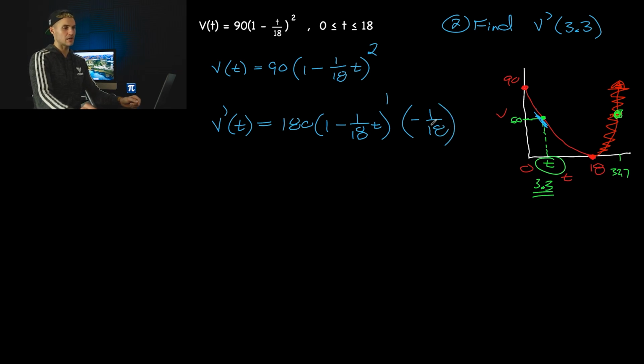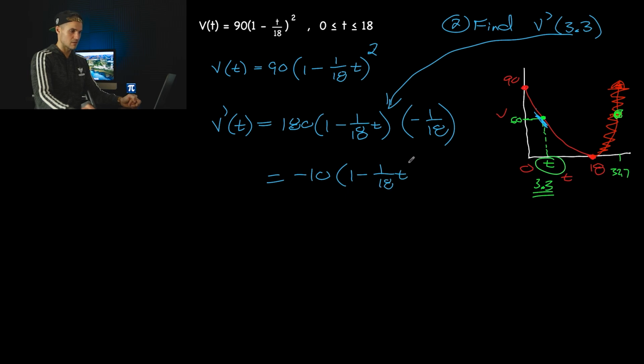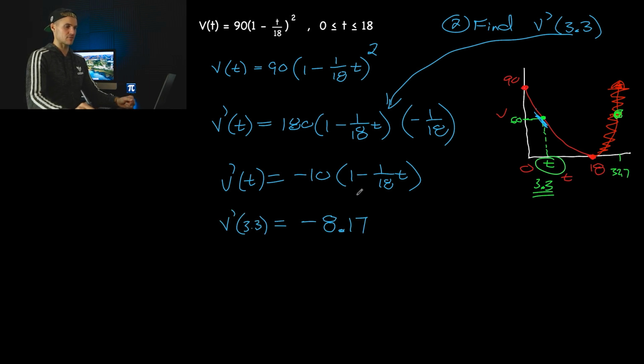And then 180, I mean, you could simplify this. You could also just plug in that 3.3 right away here. 180 over negative 18 simplifies nicely to just negative 10, so why not just simplify it right here? So that ends up being our derivative right there. And so plugging in that 3.3 for the t value, we end up getting negative 8.17.